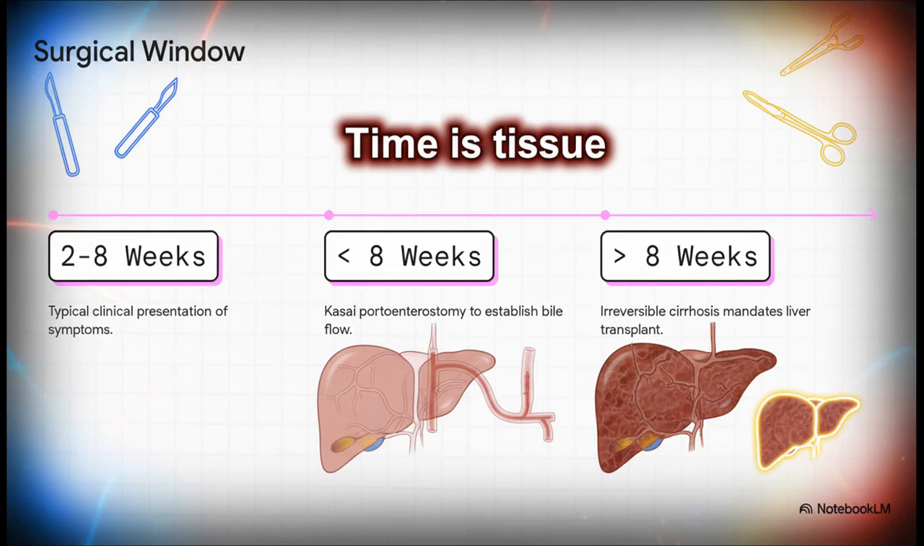The surgical kinetics for this condition are absolutely critical. Honestly, time is tissue in the liver. Performing a Kasai hepatoportoenterostomy strictly before 8 weeks of life is an absolute must to reestablish bile flow.